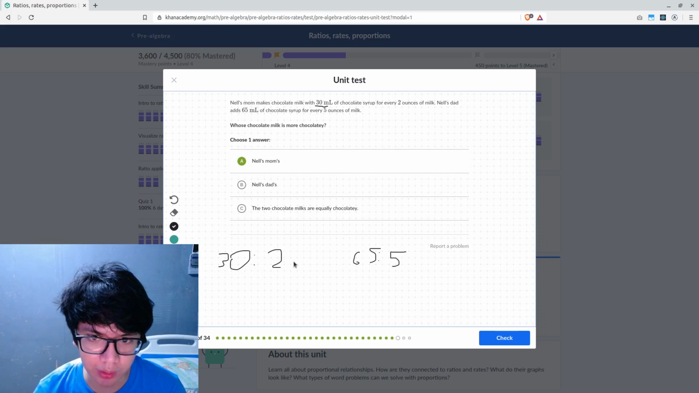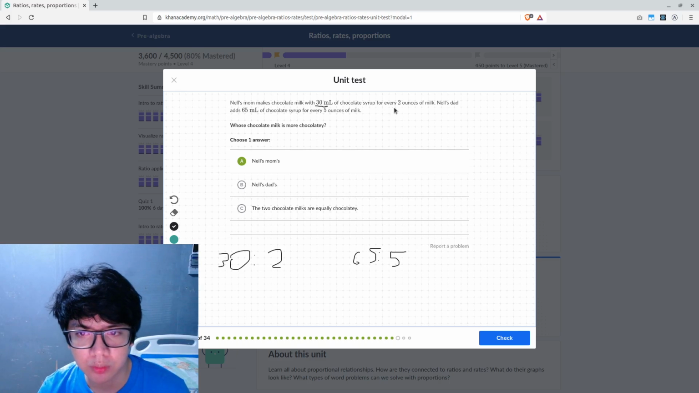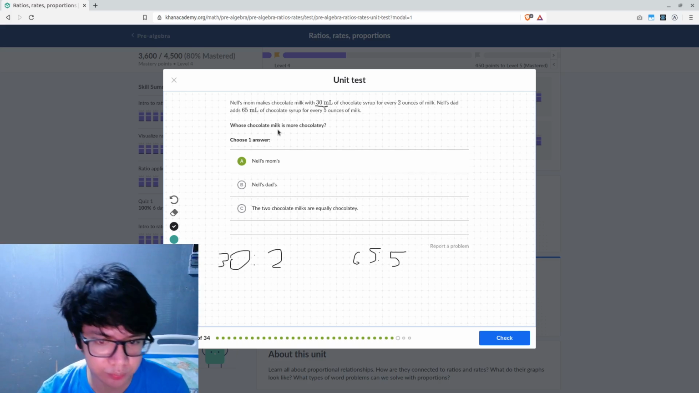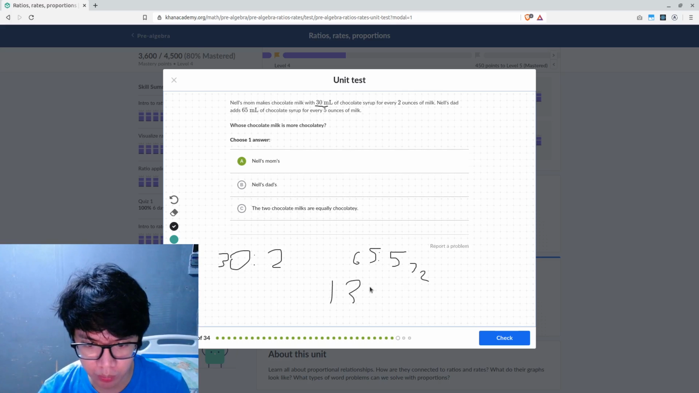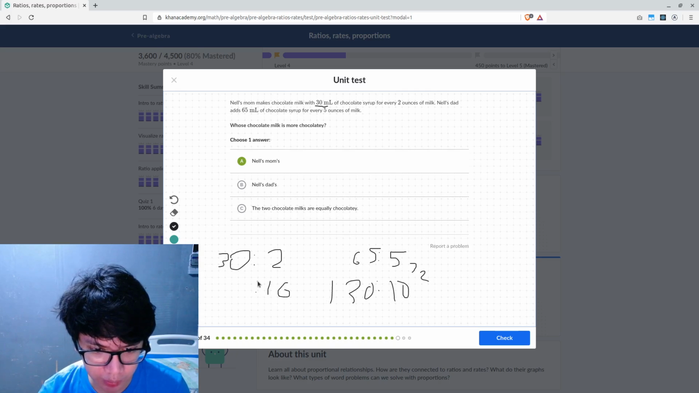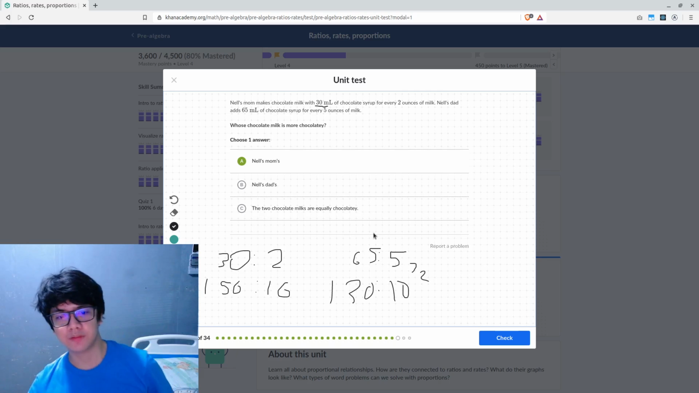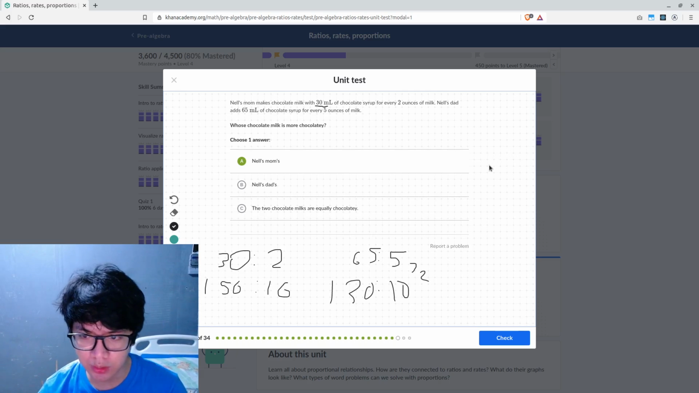So we need a common number of milk. So common denominator is 10. We multiply by 2. 130. 10. 10 by 5. 150. 16, 90, 120, 150. Right, that makes sense.